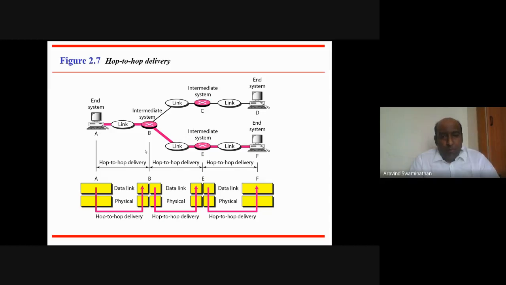So here, hop to hop delivery. What do you mean by hop? It is the data transfer that takes place from one computer to one node, to a router, from one router to another router, and from another router to another computer. This is basically called a hop, or the hop to hop delivery.